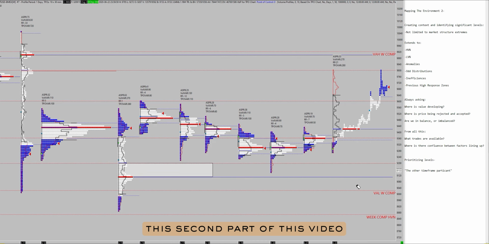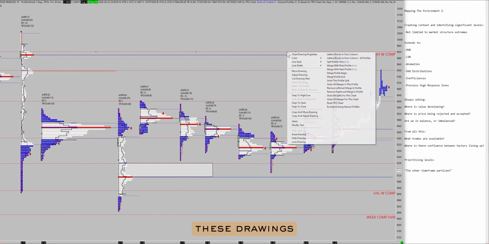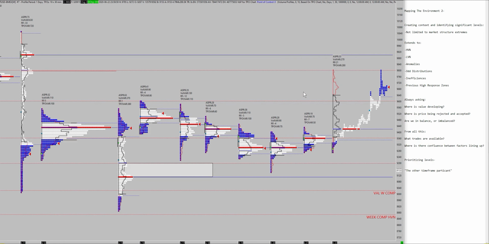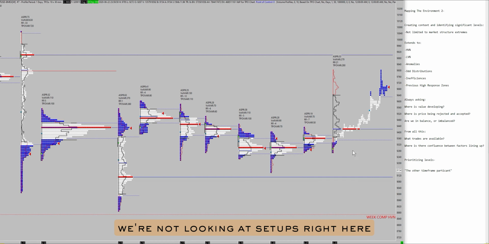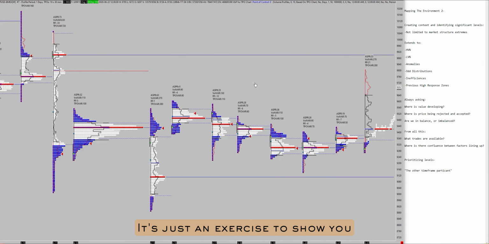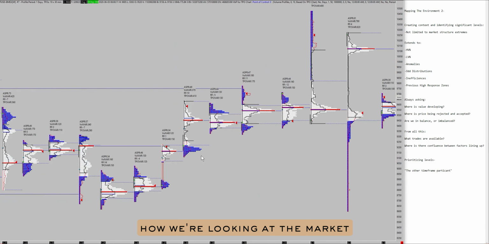So again, what this second part of this video was is just an indication of how we're going to go about mapping our environment. If we're looking at any environment, if we change these days and go all the way back, we're going to erase all these drawings, select these, and just go to any point back within market structure. Again, remember, we're not looking at setups right here when we're going through this. It's just an exercise to show you how we're looking at the market.